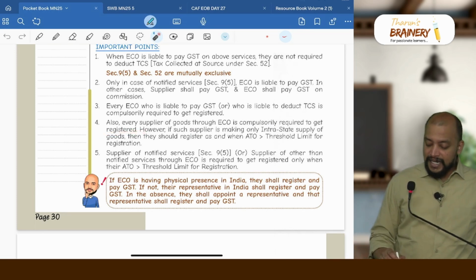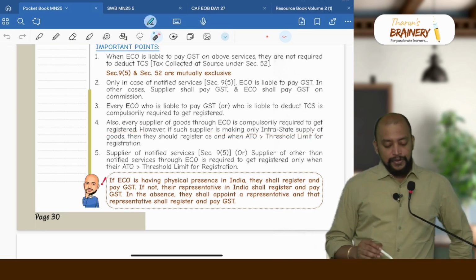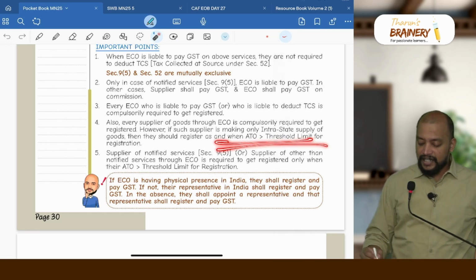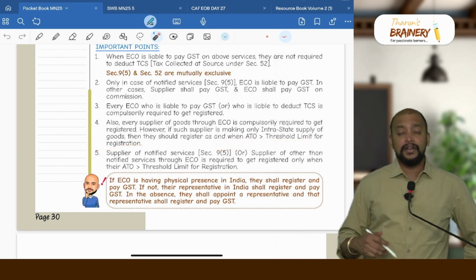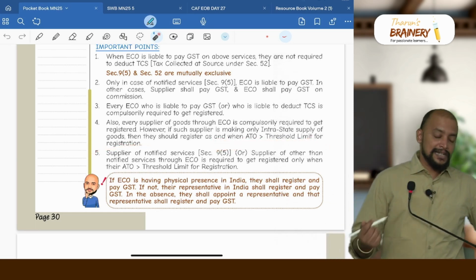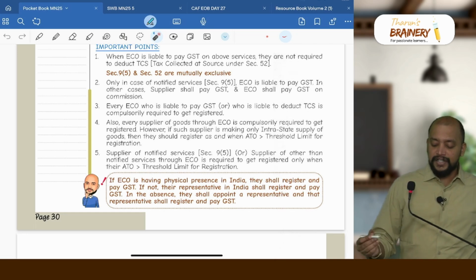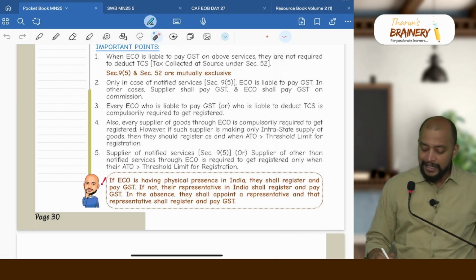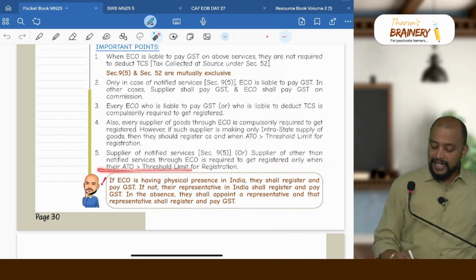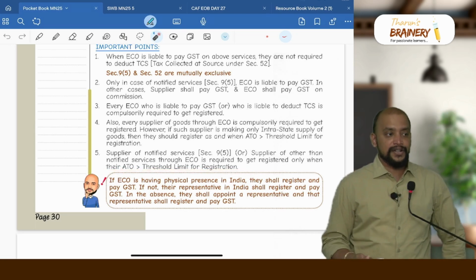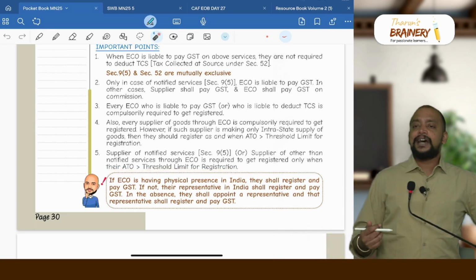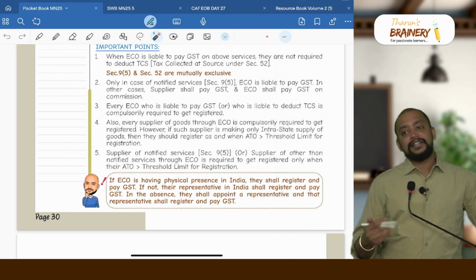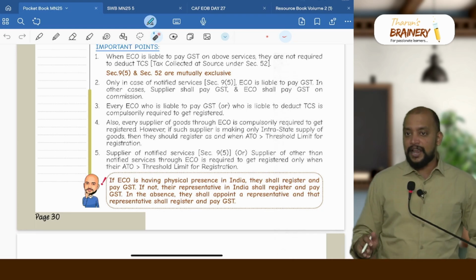Every supplier of goods through an ECO is compulsorily required to get registered. However, if such a supplier is making only intra-state supply of goods, then they should register as and when aggregate turnover exceeds the threshold limit for registration. What about suppliers of notified services? A supplier of notified service or a supplier of other than notified service through an e-commerce operator is required to get registered only when their aggregate turnover exceeds the threshold limit for registration. Whether they are notified service providers or other than notified service providers, it is always the same case.